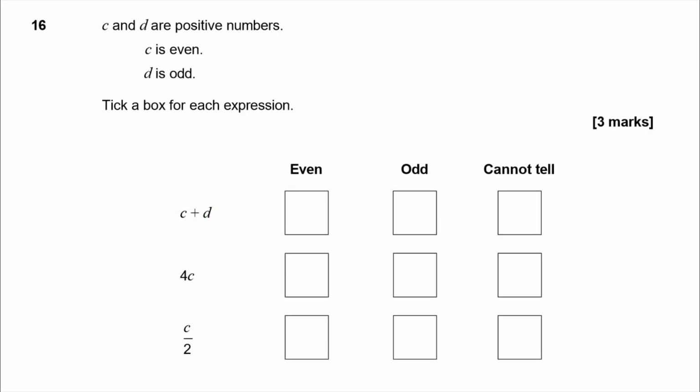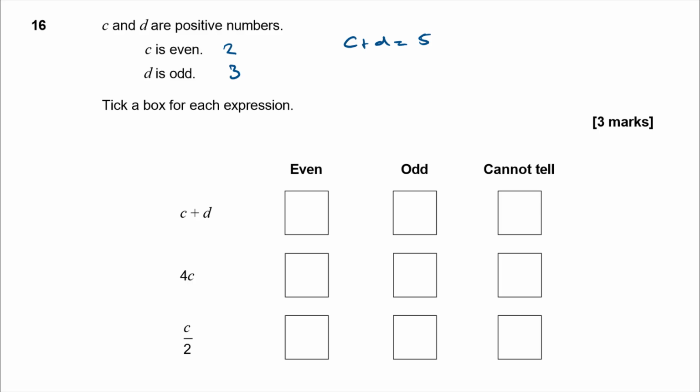Question 16. C and D are positive numbers. C is even, D is odd. Tick a box for each expression. Right. C plus D, an even plus an odd. Well, let's think this through. Let's say C was 2 and D was 3. Then C plus D would be 5 then. Is that even or is that odd? It's odd, isn't it? But is it always odd?